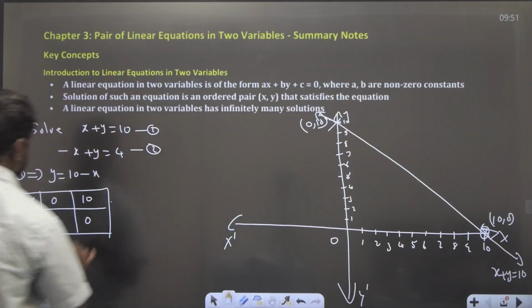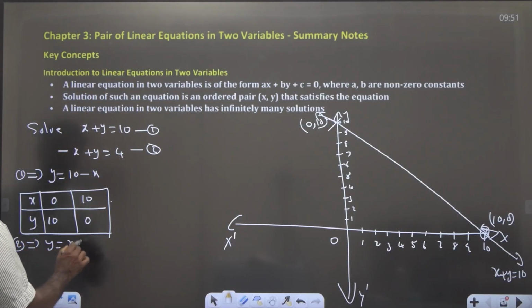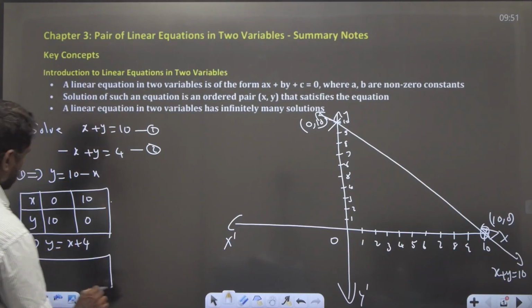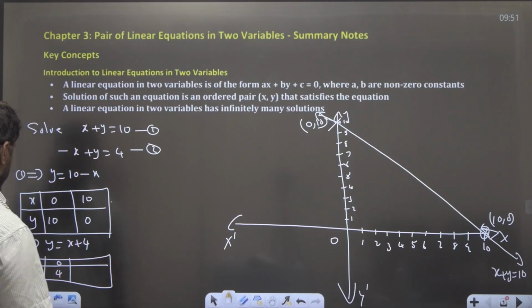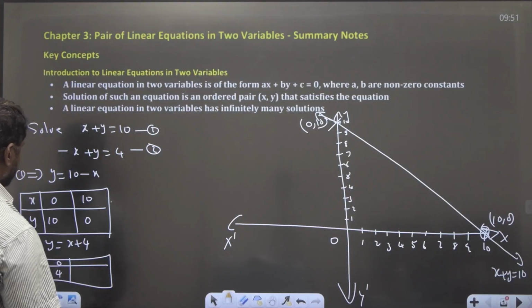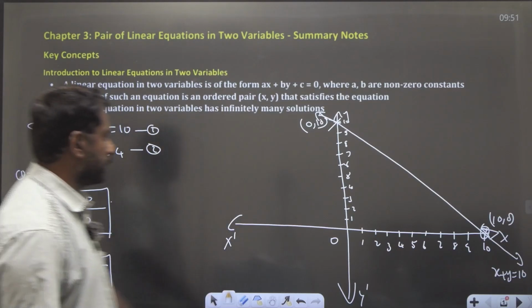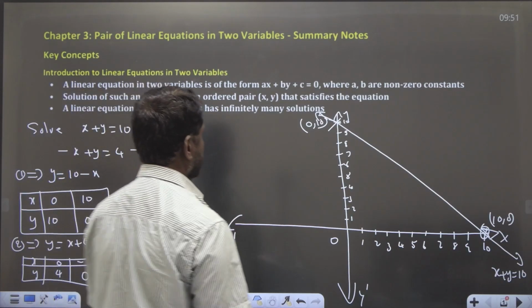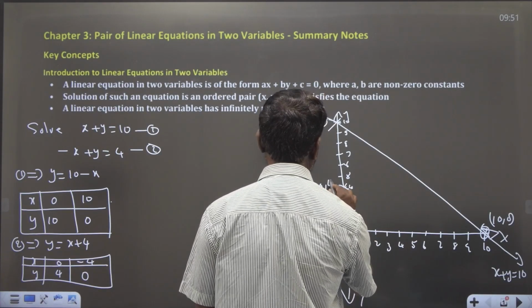And the second case becomes y equal to x plus 4. Again draw another graph with x and y axes. When x is equal to 0, y is equal to 4. And when y is equal to 0, x is equal to minus 4. The same figure we can draw. When x is 0, y is 4. This point is (0, 4).